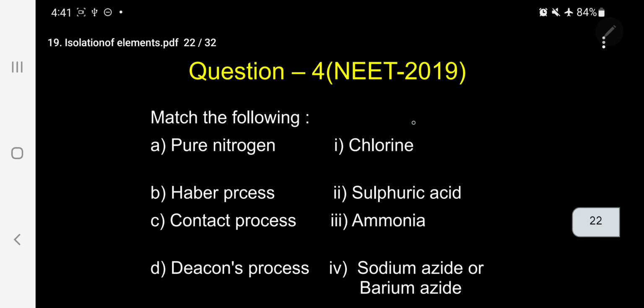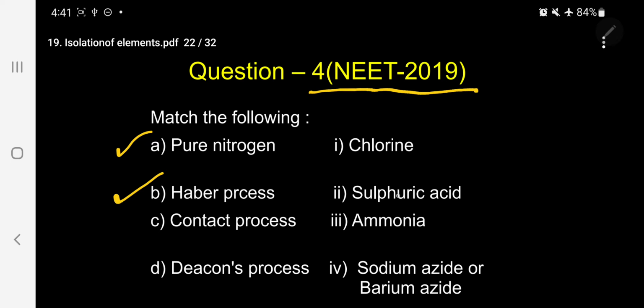Next question, question number 4. This was asked in NEET 2019. Match the following. A. Chlorine. B. Haber process, 2. Sulfuric acid. C. Contact process, 3. Ammonia. D. Deacon process, sodium azide.